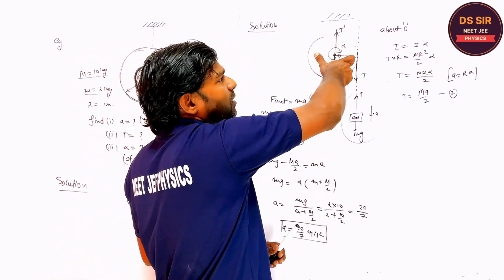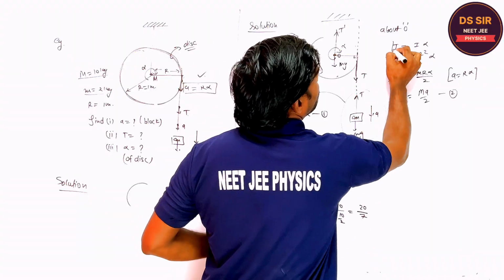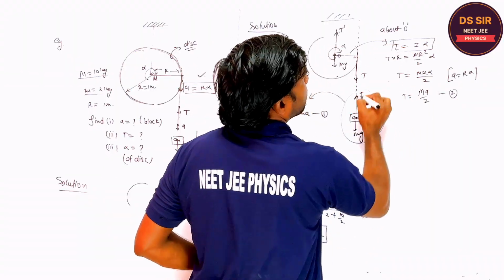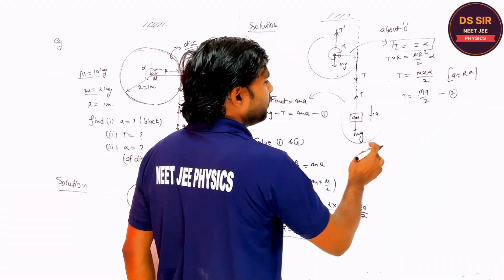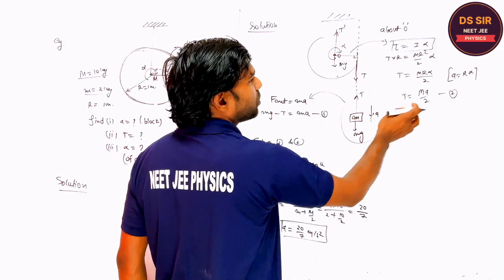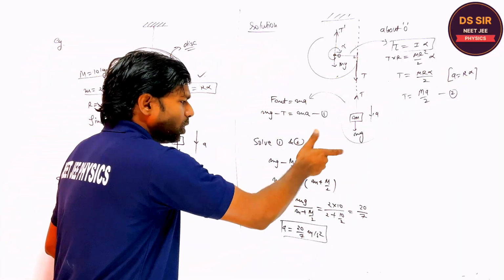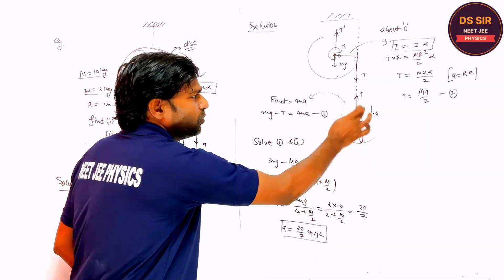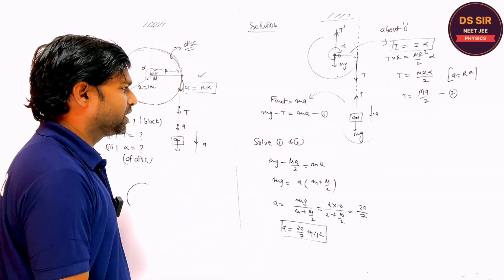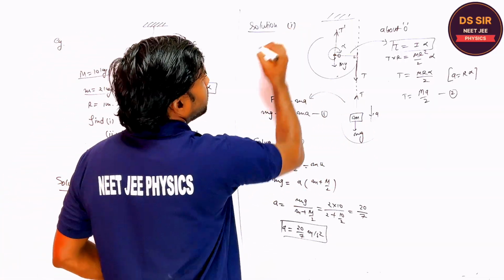This is performing rotation motion. So torque is equal to I alpha. And the relation between a and alpha is a is equal to R alpha. You have to understand, solve them. If you know this acceleration a, this is the first part you can think.